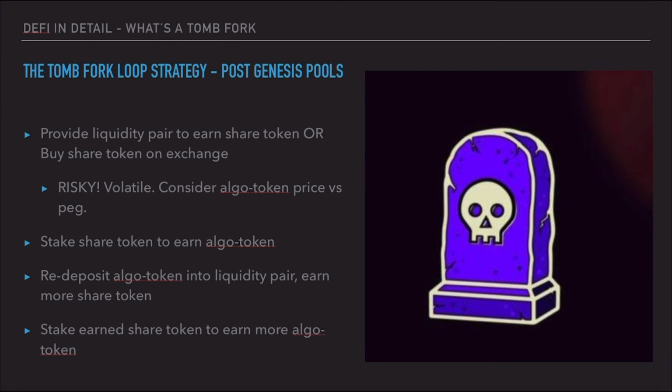Now let's keep going. So you've either provided liquidity to farm share token, or you've purchased share token to stake into the boardroom, which will earn you more algo token, which now the steps are the same as before. We redeposit into an LP pair, earn more share token, rinse, repeat.